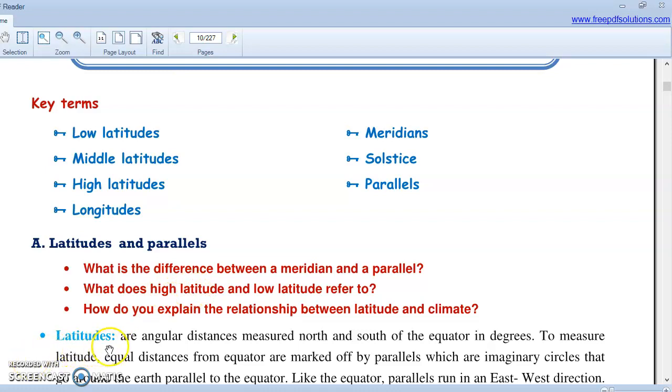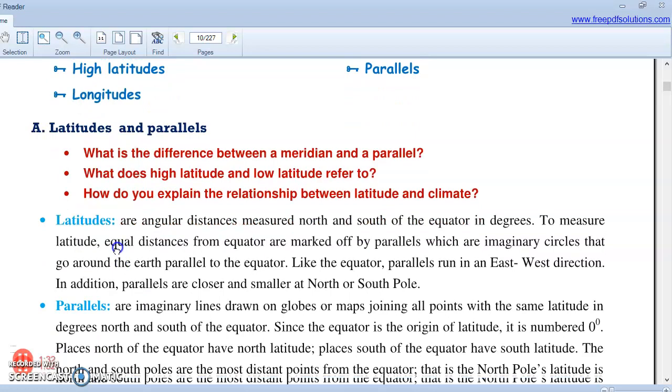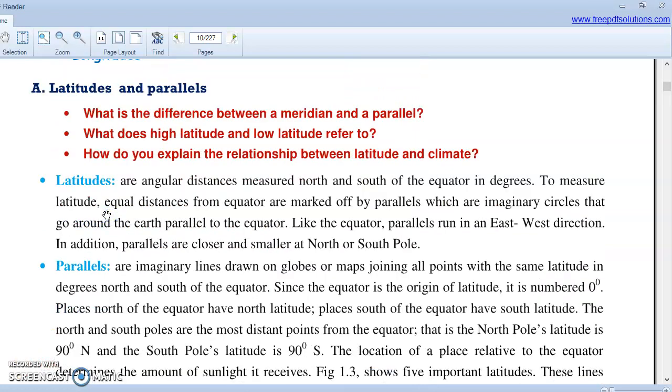Latitudes and parallels. Latitudes are angular distances measured north and south of the equator in degrees. To measure latitudes, equal distances from the equator are marked off by parallels, which are imaginary circles that go around the Earth parallel to the equator. Like the equator, parallels run in an east-west direction. In addition, parallels are closer and smaller at the north or south pole.